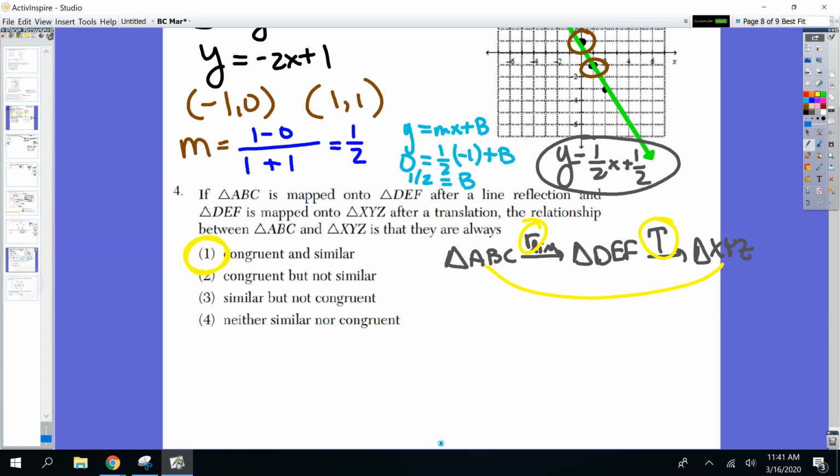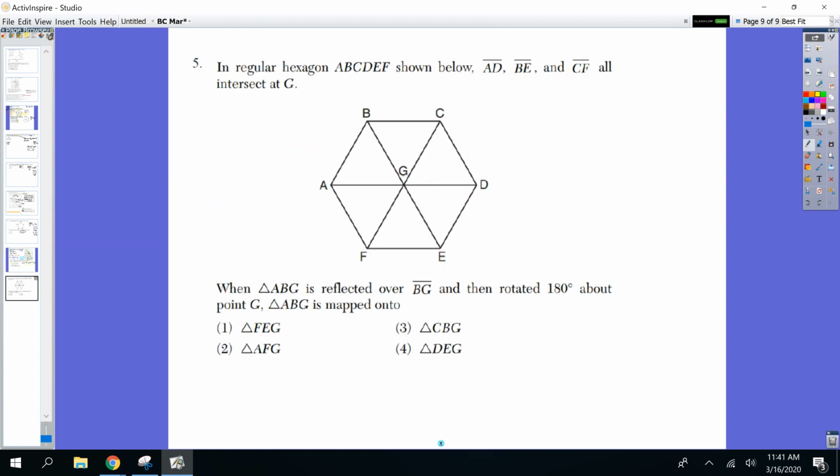I'm going to let you guys work on number 5 here, see what you can do on your own. Pause the video again. I'll have the answer circled when you come back, and then you can start the assignment for honors rotations.